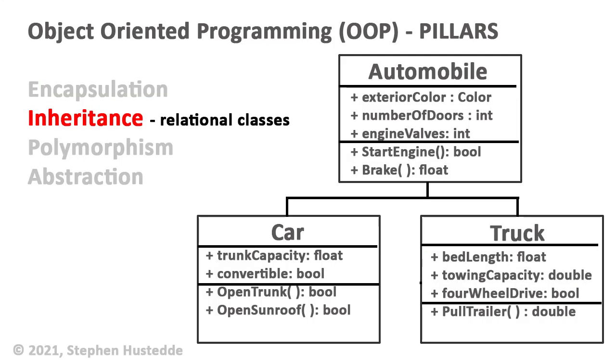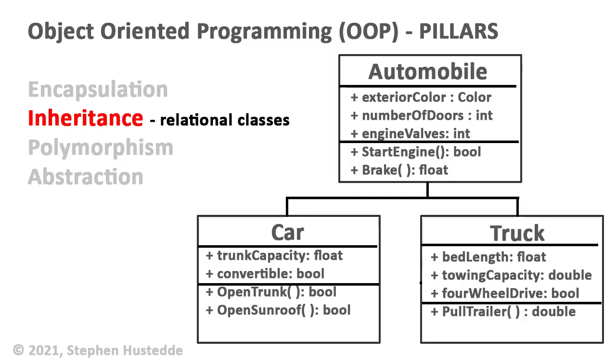Inheritance is the idea that we have classes that are related to one another. So let's say our car class is a child of an automobile class. We have parents and we have children. The automobile class contains properties and methods that would be part of all automobiles. Every automobile is going to have an exterior color. There'll be a value for the number of doors. There might be a value for the number of valves in the engine. Every automobile has an engine that can be started. That's a method. It has an ability to brake, and of course a whole lot more.